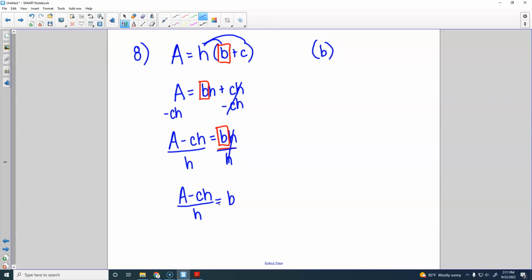It doesn't cancel, because this A is separated by a minus sign, so you would have to divide the A and the CH there, so it will not just cancel right there. If they were all multiplied together, if it was like A times C times H, if you didn't have any plus or minus signs, then you could cancel it. Okay? B is by itself, so you are done. That's your answer. It might be written this way, B equals A minus CH over H, like that.